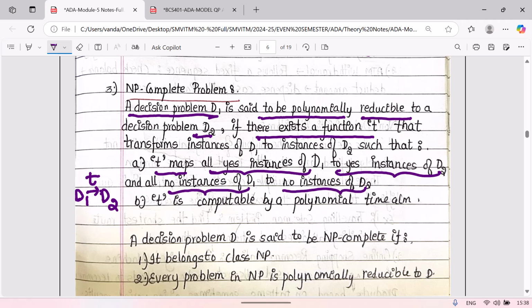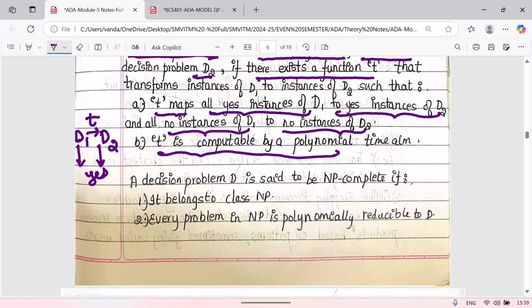That means all the S instances in this case should match with these S instances, and all the D1 should match with the D1 of D2. Okay. So that is what it means. And then you can compute that function using polynomial time. See, there is a hard problem which cannot be solved. So what you do is you reduce it into a form which is NP, and then you solve it, which makes the problem easier to solve.